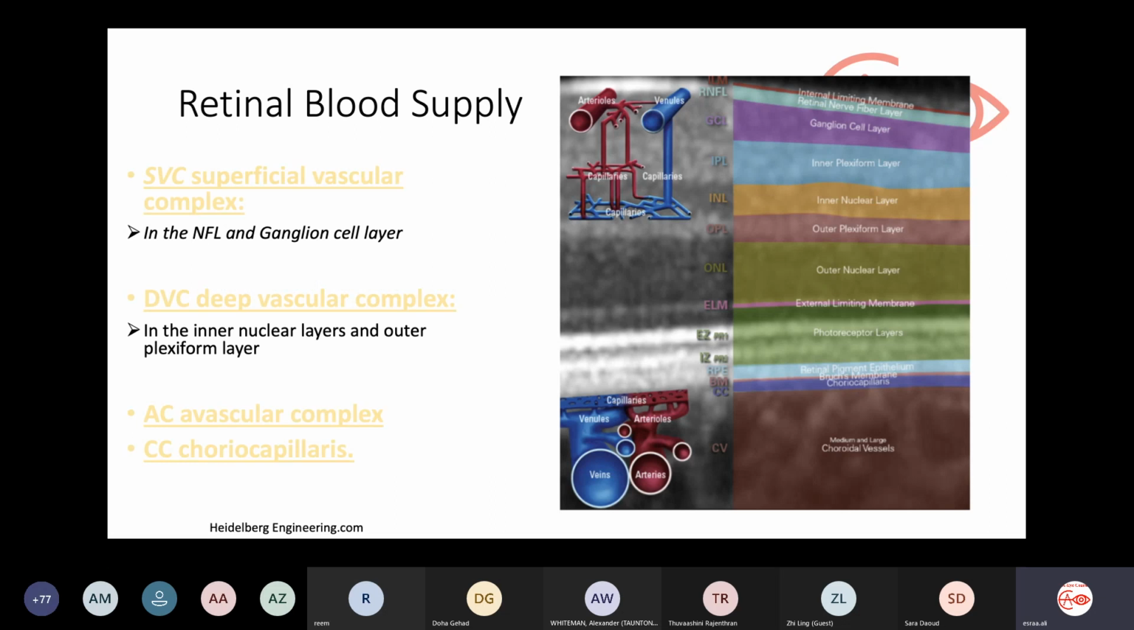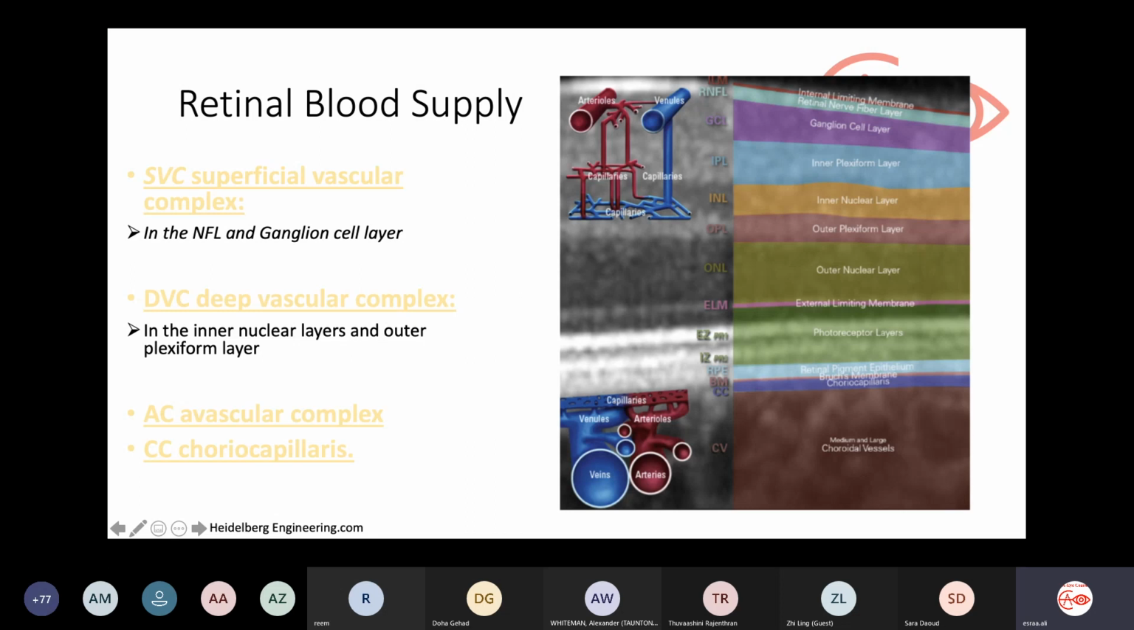So we have the retinal blood supply. You have the superficial vascular plexus, which is your retinal vessels moving in your retinal nerve fiber layer. These are the large vessels, and then they are spreading downwards, giving you the capillaries reaching out into the inner nuclear layer. So this is the deep vascular complex. And then all this area is devoid of any capillaries. It's an avascular area, which is your outer retina.